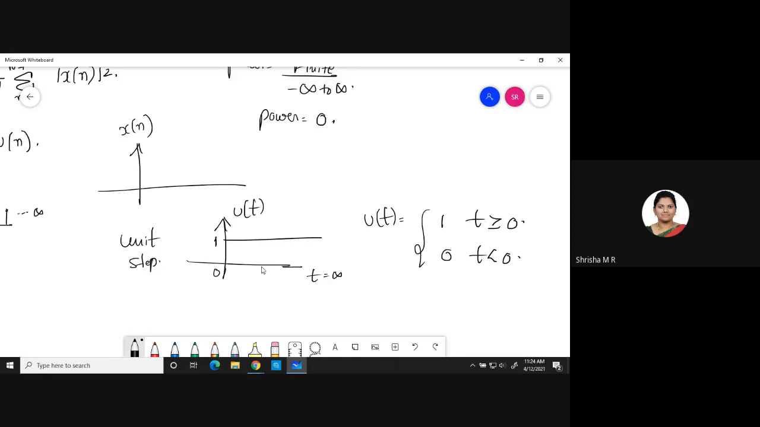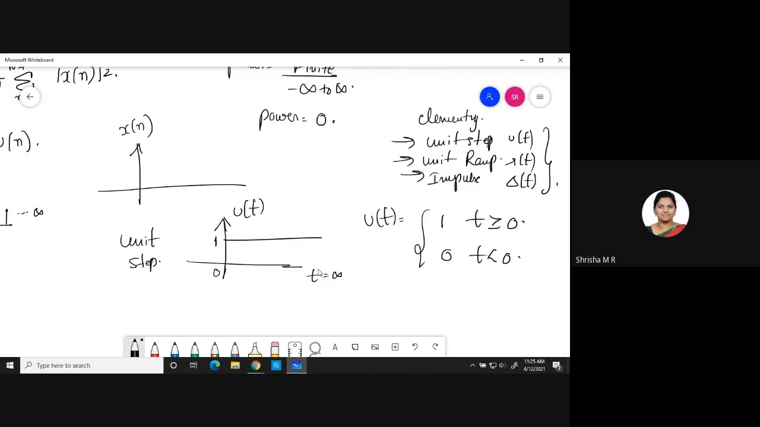You have three types of elementary signals in your syllabus. The first one is unit step, then unit ramp, and impulse. You remember this: u of t, r of t, delta t. Here we'll be using these signals for solving problems on operations of signals. I'll discuss elementary signals once again. Just now we are solving one problem on energy and power, and we are coming across this, so I'm explaining this topic.